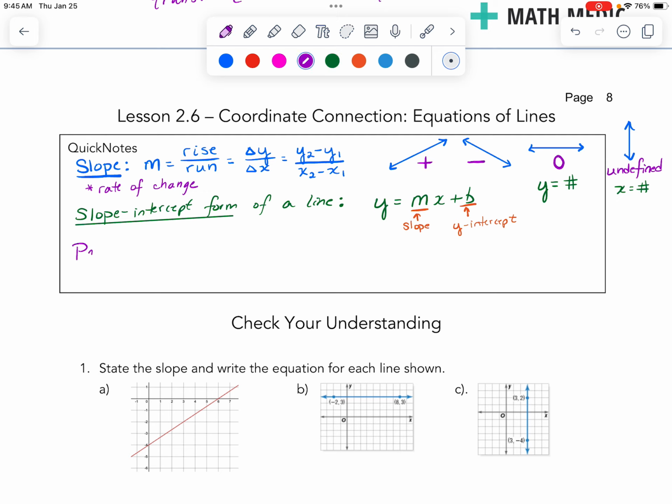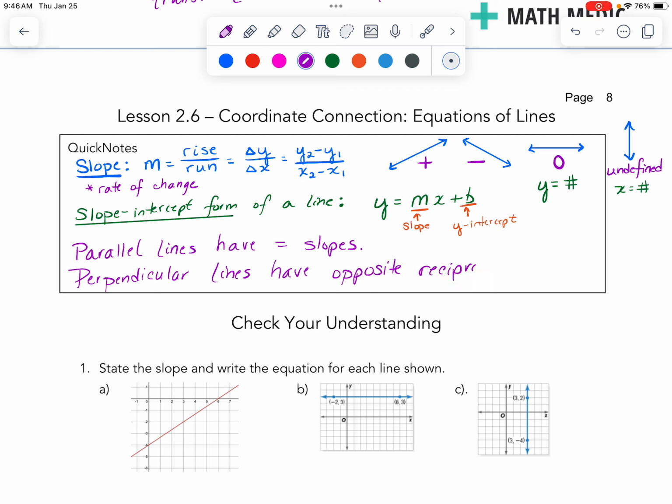Additionally, we're going to talk about parallel and perpendicular lines. We talked about parallel lines a little bit yesterday in our lesson. Parallel lines have equal slopes. Okay. And then perpendicular lines have opposite reciprocal slopes.